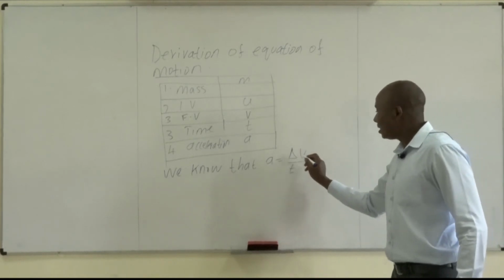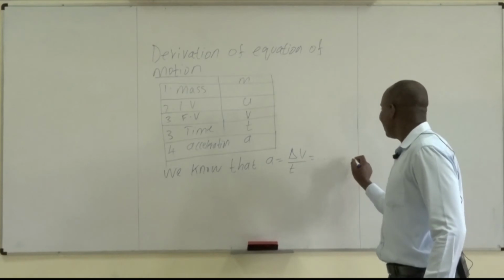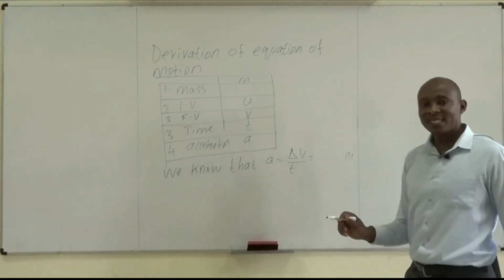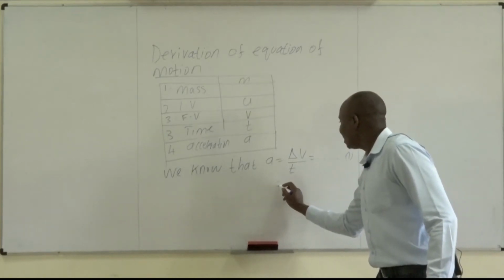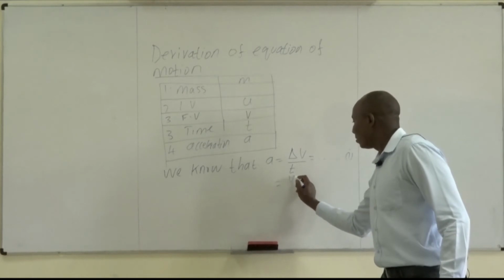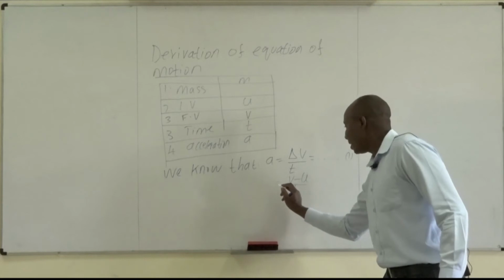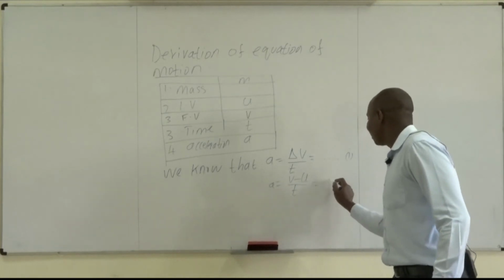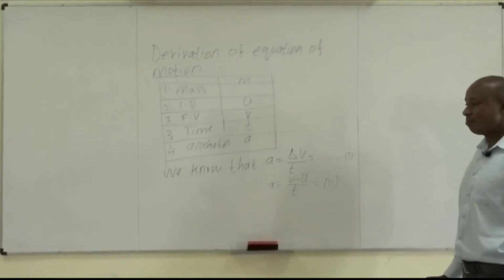Change in velocity, now this is the second step. So you can even give it and say this is Roman 1. You can see it allows you even to label your steps. Then now you can say this equals to change in velocity, that is final velocity minus initial velocity over time taken equals to acceleration. That is step number 2.